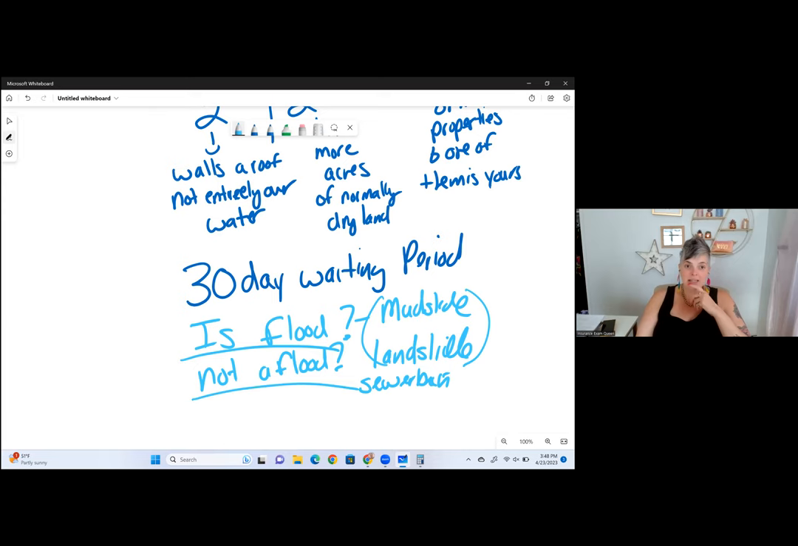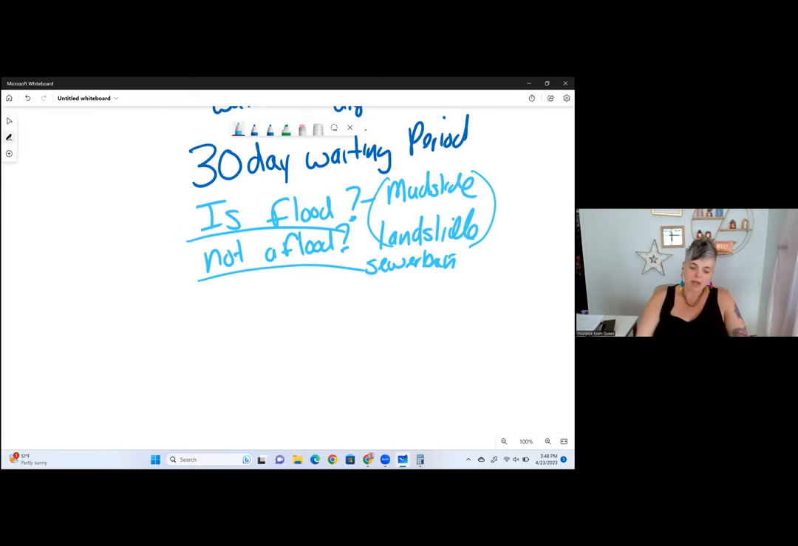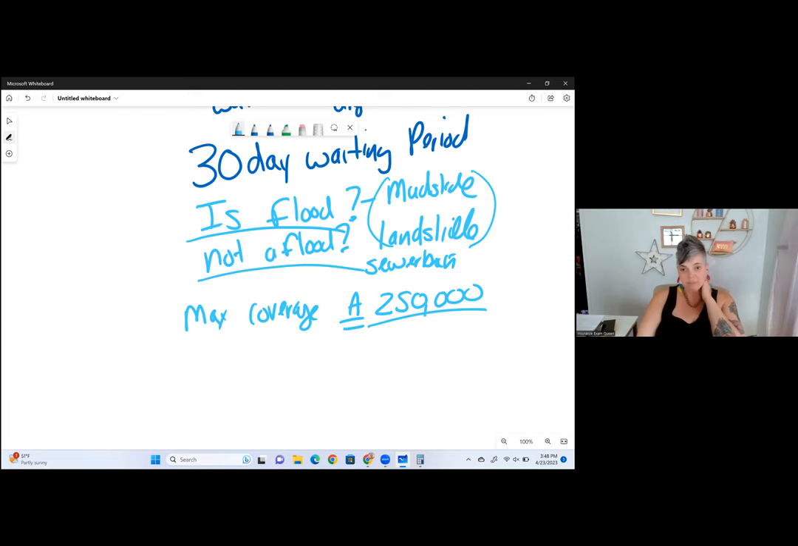One more thing is the max coverage. Coverage A on a homeowner's is the walls and the roof. On a flood insurance policy, the max that you can get for coverage A is $250,000. So even if you have a $1 million home, you cannot buy flood insurance for $1 million. You can only buy flood insurance for $250,000. That is the max available for a flood insurance policy, and that is for coverage A.